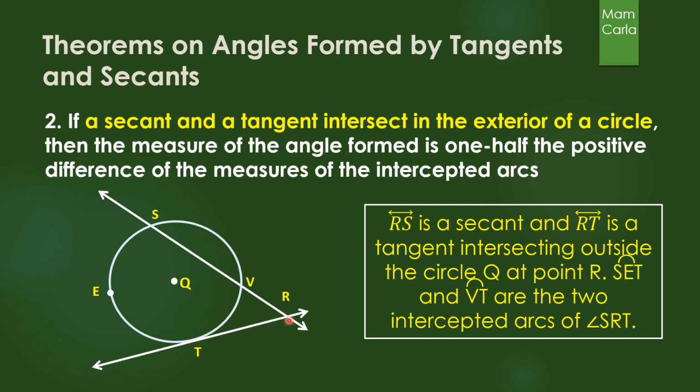at point R. So the major arc SVT here, and arc VT are two intercepted arcs of our angle SRT. The theorem states that for us to be able to get the measure of angle SRT, we just need to get 1/2 the positive difference of arc SVT and arc VT.